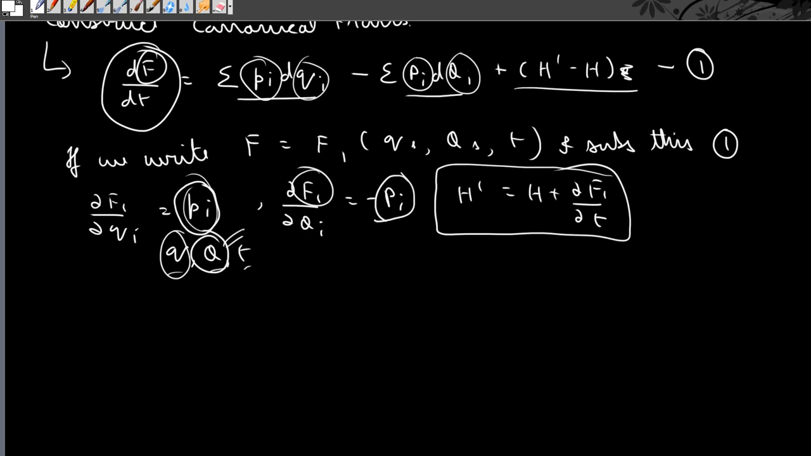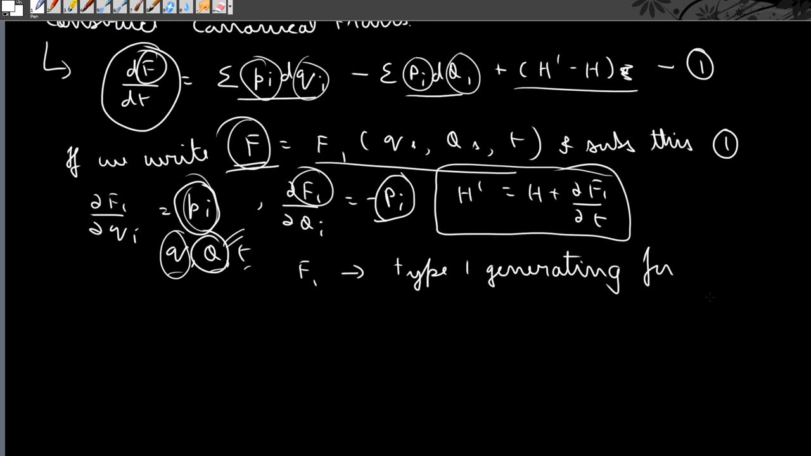Now when we express our function F as a function of the old coordinates, new coordinates and time, then the generating function resulting from this kind of substitution to F is called a type 1 generating function. Okay, so F1 is called the type 1 generating function, and it is a function of the old coordinates, new coordinates and time.